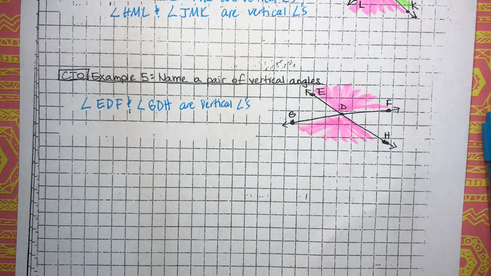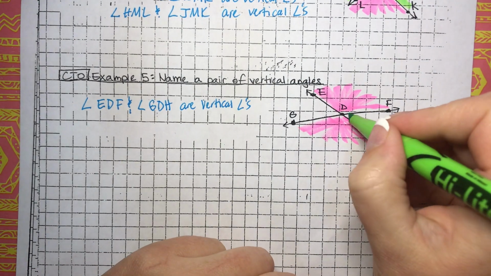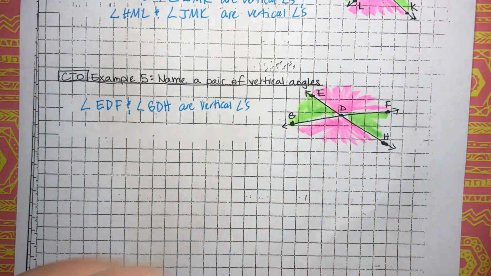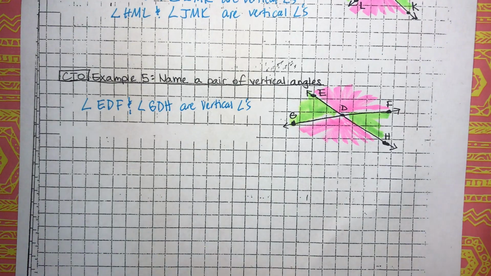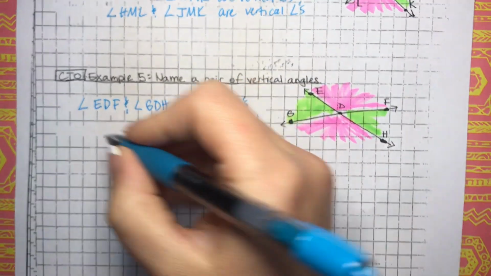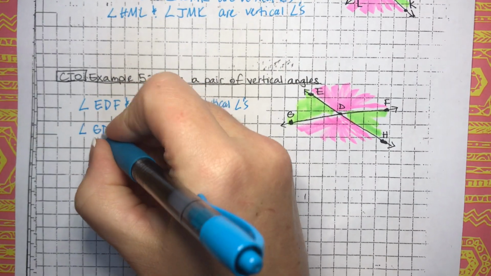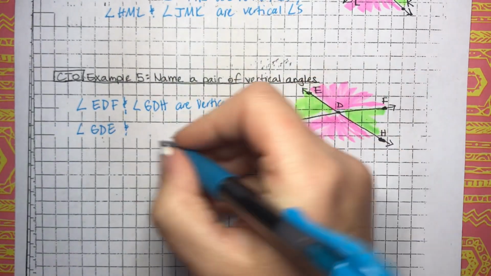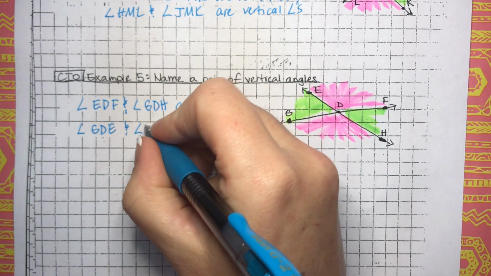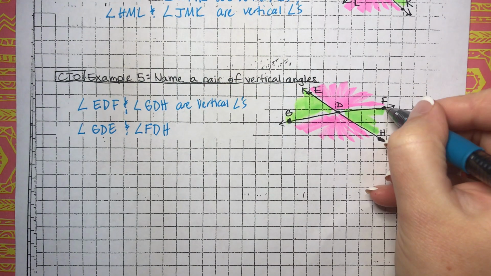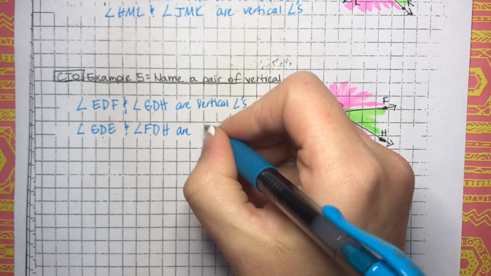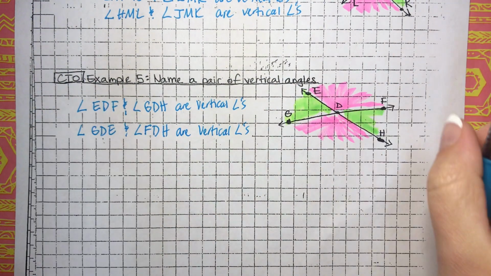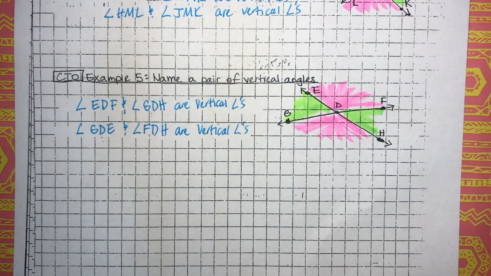And then the second set of vertical angles would be right here. That would be angle GDE and angle FDH. They are vertical angles. So if you got those right, great job.